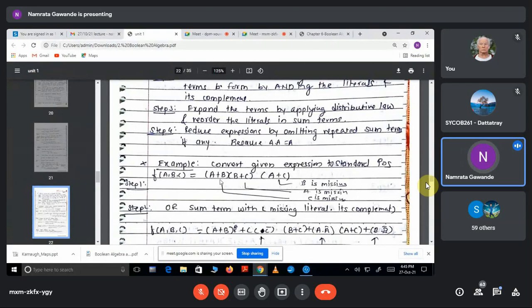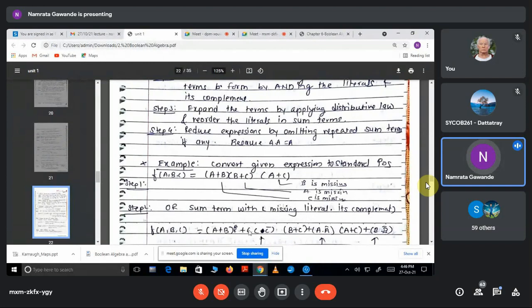Here, this is the first term. Here A plus B is there, so C is missing. Here A is missing and here B is missing, right? Now what do you have to do? Next step, you have to OR the sum term with the missing literal and its complement. In this case, you have to take the product of the missing literal and its complement.